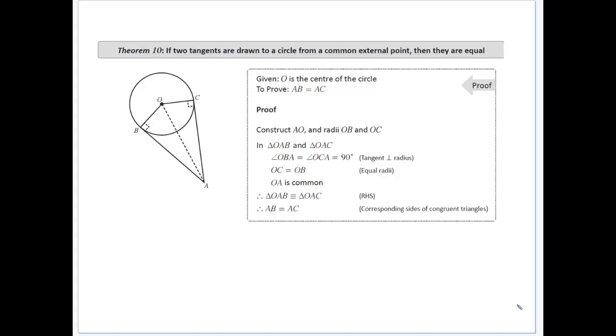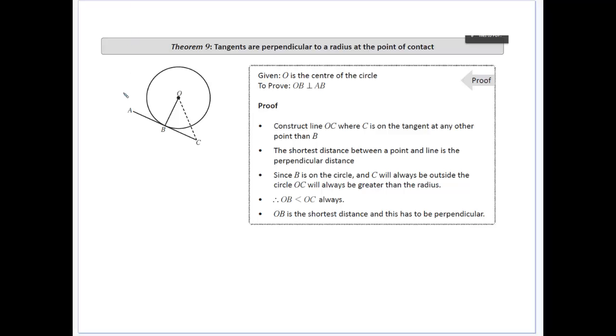Let's look at some tangent theorems now. The first one we want to have a look at is tangents to a circle. Remember, a tangent is a line that is drawn to a circle and touches the circle at one point. So that's what a tangent does. It touches a curve at one point.